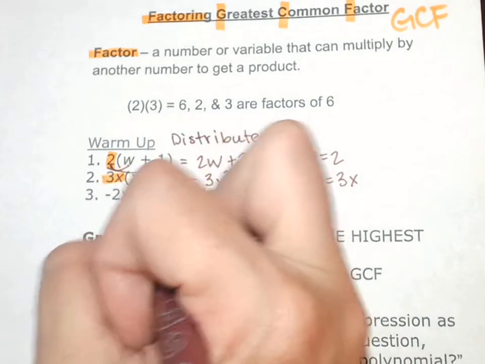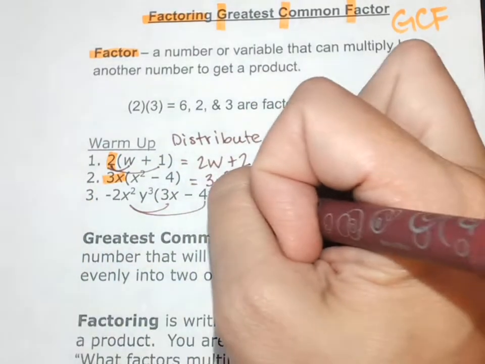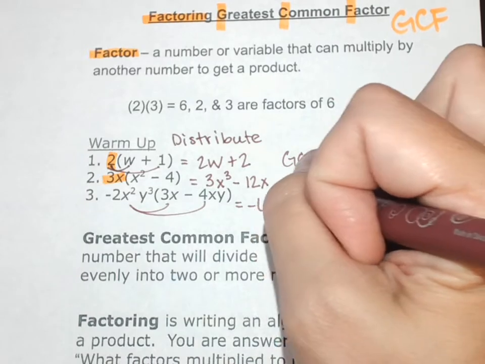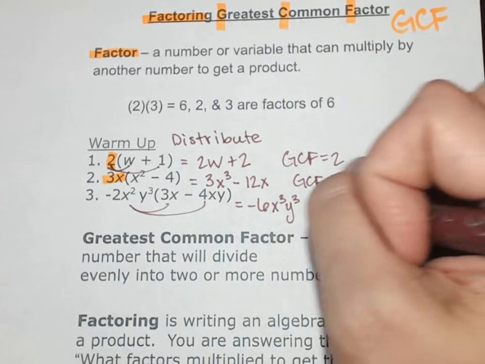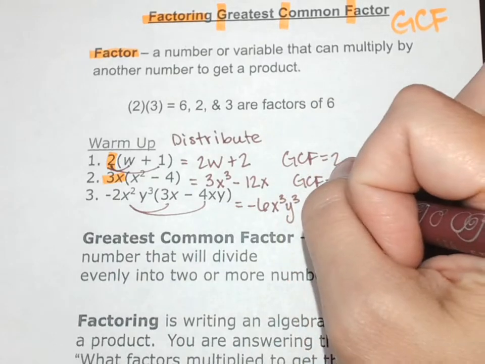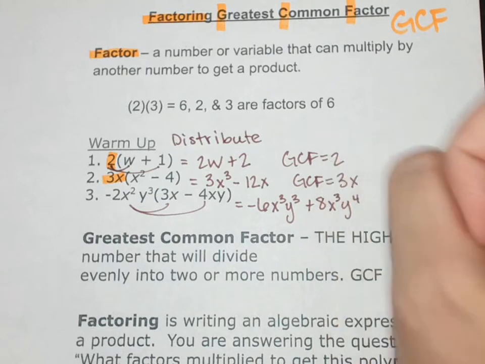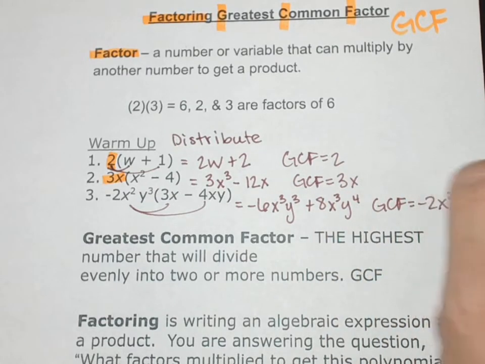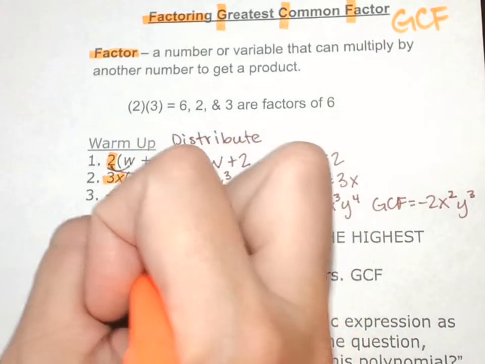Now let's do the same thing here. We're going to distribute and have 3 times negative 2 is negative 6. Then x squared and x is x cubed. Y cubed is going to tag along there because there's nothing for it to multiply to. Now negative 4 times negative 2 is a positive 8. Then you have x cubed y to the 4th power. So your greatest common factor was negative 2x squared y cubed. So this was your greatest common factor.